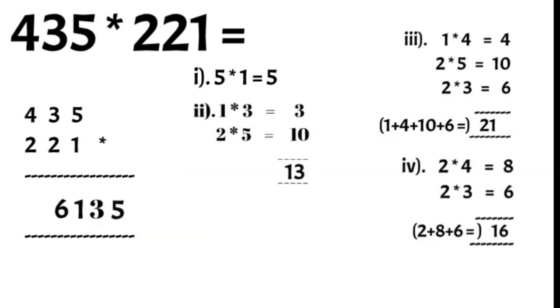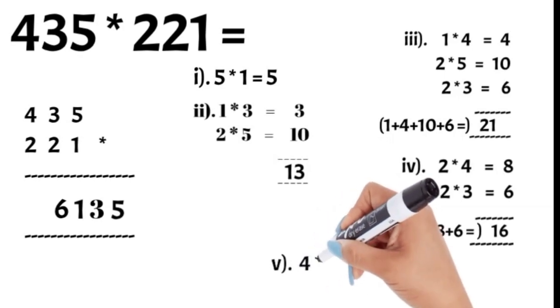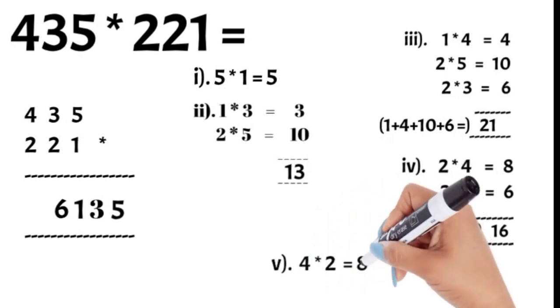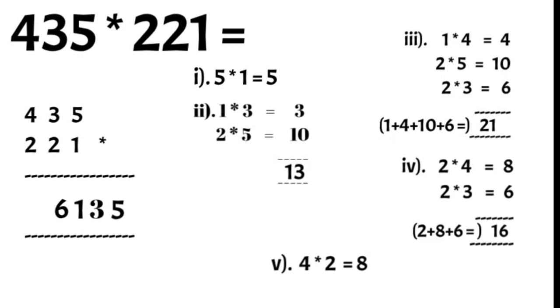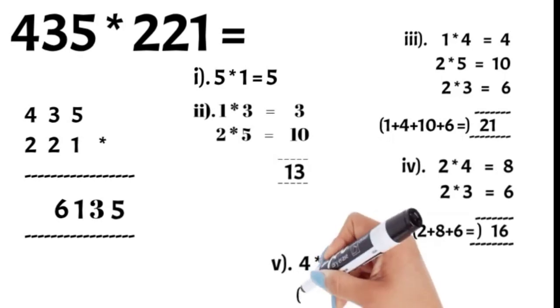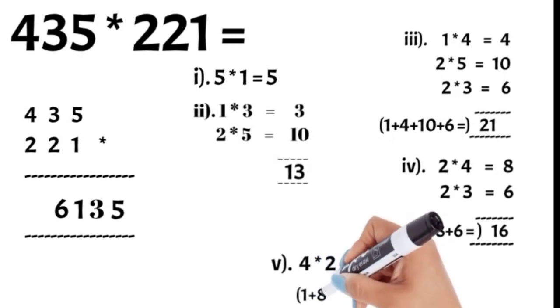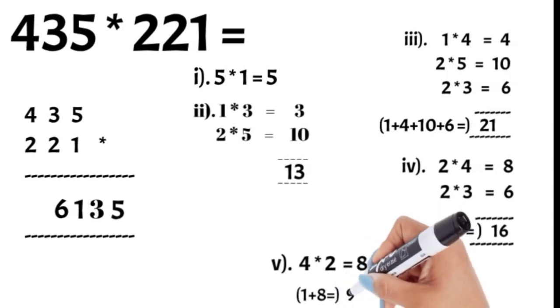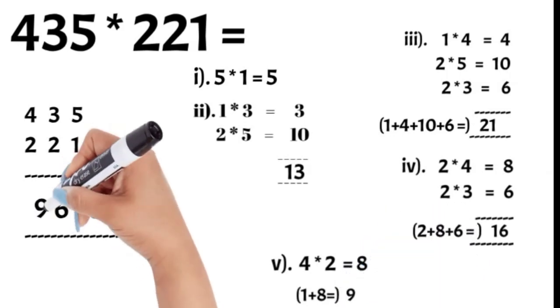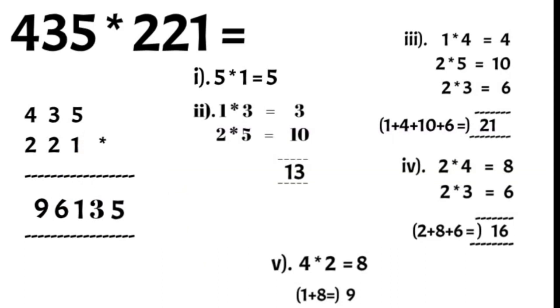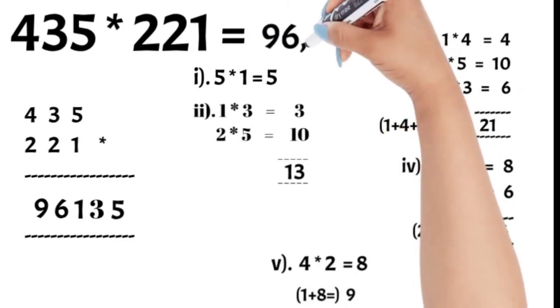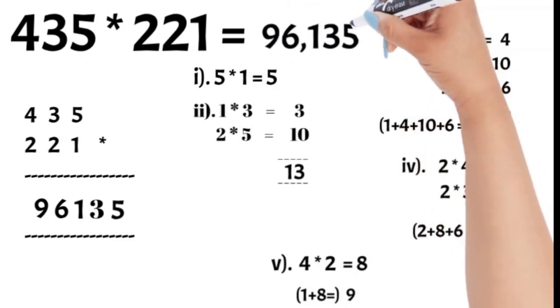Let us do the final step. That is to multiply the first numbers up and down, which is 4 into 2, we get 8. Add the 8 with the 1 which we got in the fourth step. We get 9. Now put this as the first digit of your answer. So finally we get 9, 6, 1, 3, 5. That is, 435 into 221 is 96,135.